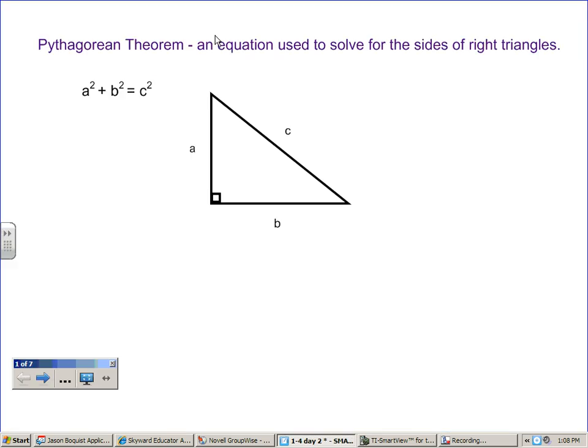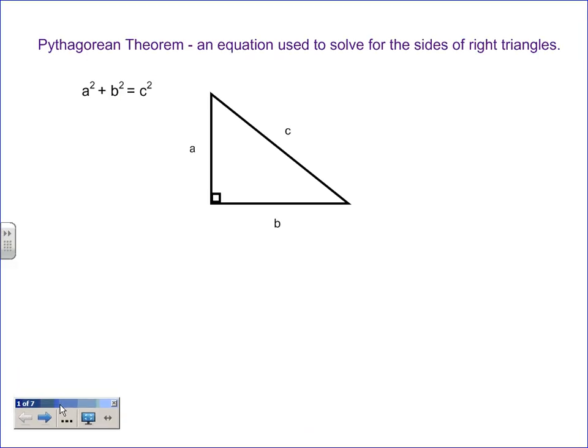Second day of 1-4 deals with Pythagorean theorem and distance formula. From a certain point of view, they are the same. They just look a little different. Hopefully by the time we're done today, you will understand what I mean by them pretty much being the same thing.